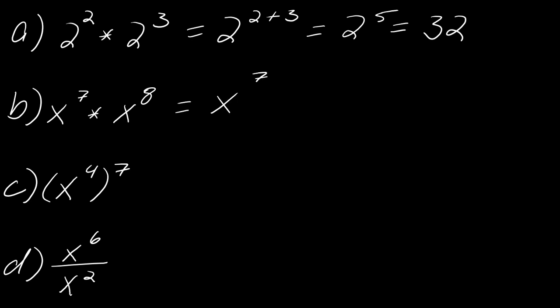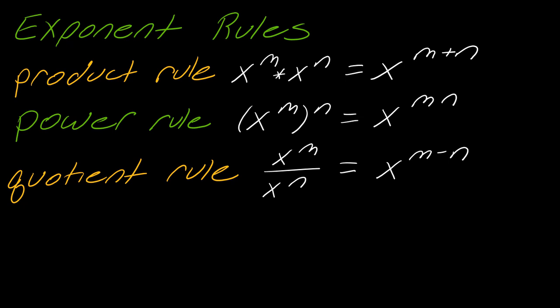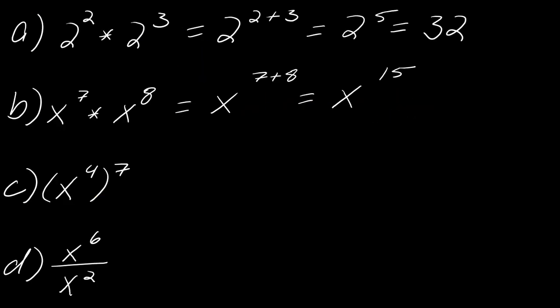Okay, so now I'm going to go ahead and add these exponents. So this is definitely the product rule. So this is going to be x to the 15th, okay? And then for the next one, I have x to the 4th to the 7th. So that is mimicking our power rule. So I will need to multiply these. So this is going to be x to the 4 times 7. So this will be x to the 28th.